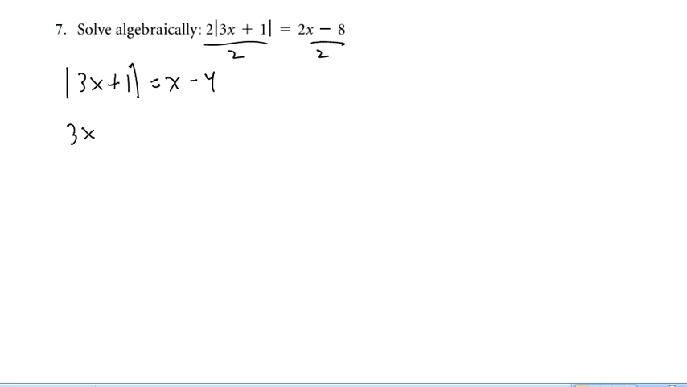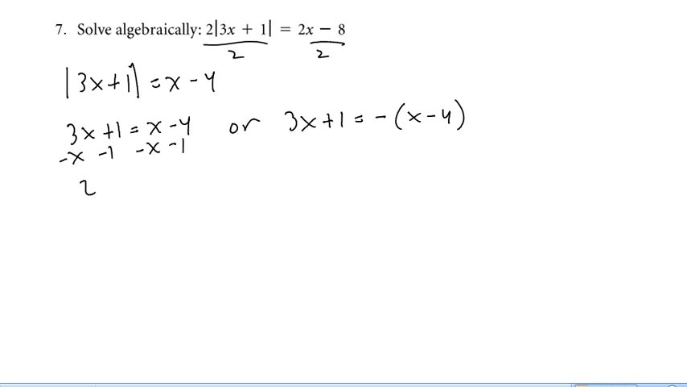Either 3x plus 1 is going to equal x minus 4, or 3x plus 1 is going to equal negative x minus 4. Okay, this guy, let's get the x's on the left. So subtract x from both sides and subtract 1 from both sides. So we get 2x equals negative 5. So x equals negative 5 over 2 is one possibility.